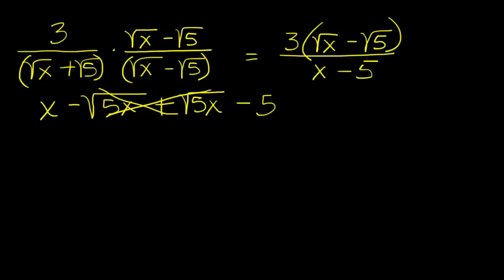Nothing cancels. We don't have any factors of 3 in the denominator, and we can't factor because we have square roots in the numerator but not the denominator. So we have finished with rationalizing our denominator.